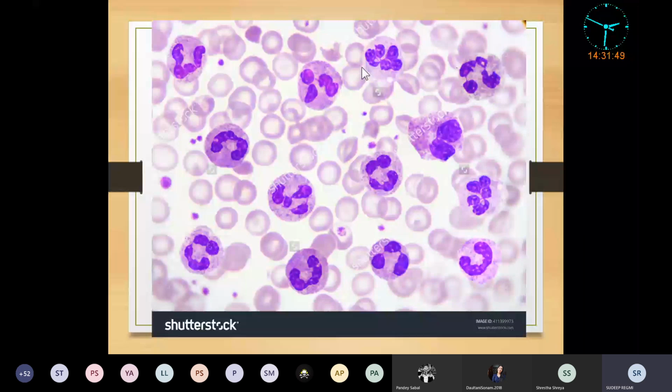Now this is the band. The sequence is promyelocyte, myelocyte, metamyelocyte, and then band. Then there will be cleaving, and then there will be neutrophils.